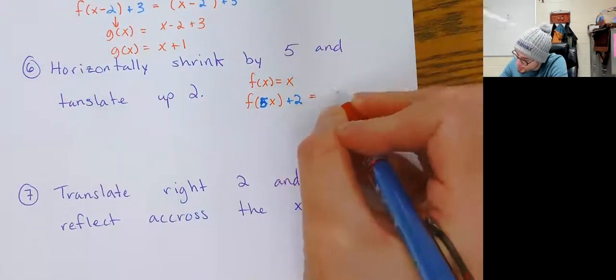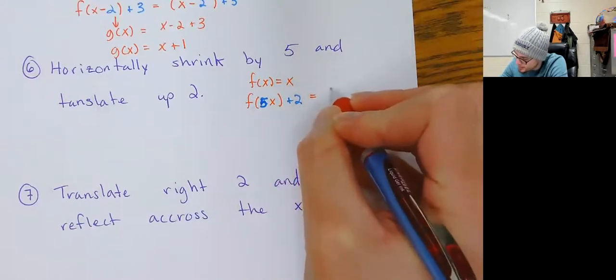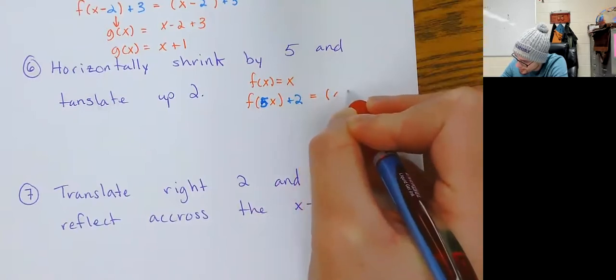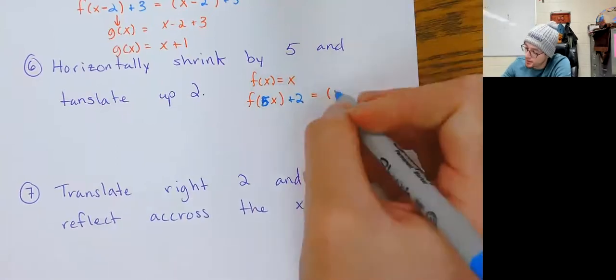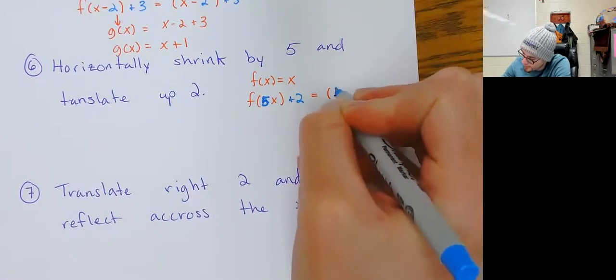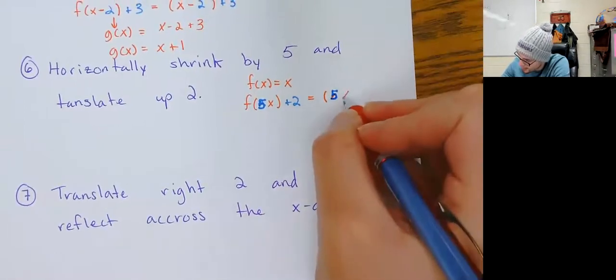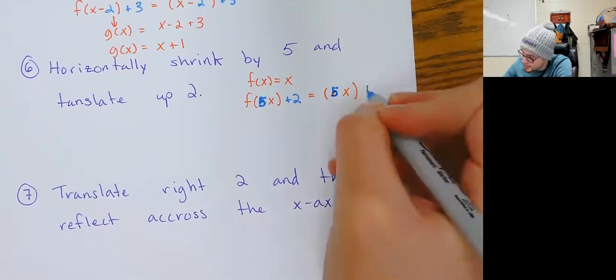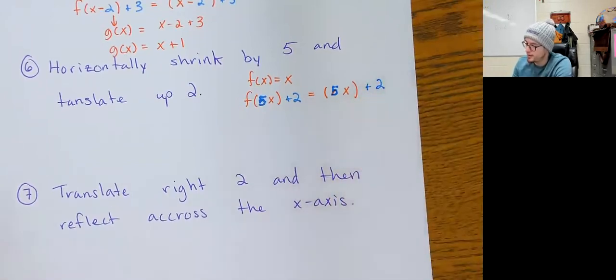So this is going to equal, again, we're going to put parentheses around our input. So input, oof, I'm messing up, getting tired. So we're going to have 5x, and then we're going to add 2 to the entire thing. So add 2. All right.